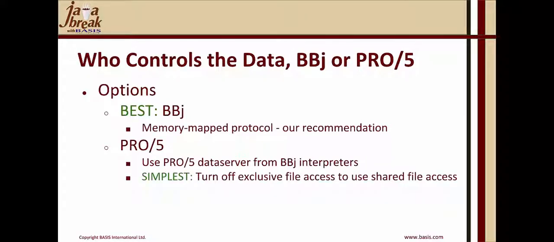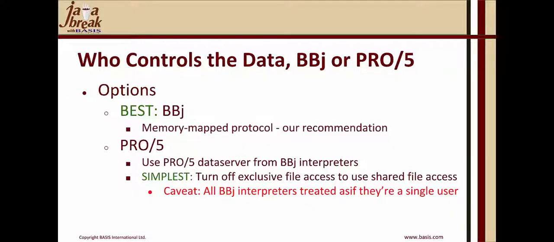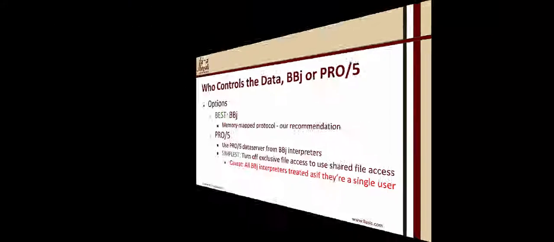However, the simplest way is to turn off exclusive file access from BBJ and use the shared file access. In other words, BBJ will use the same locking mechanisms as Pro5. No data server required. One caveat, though, is that all BBJ interpreter sessions will be treated as if they're a single user when accessing the data.